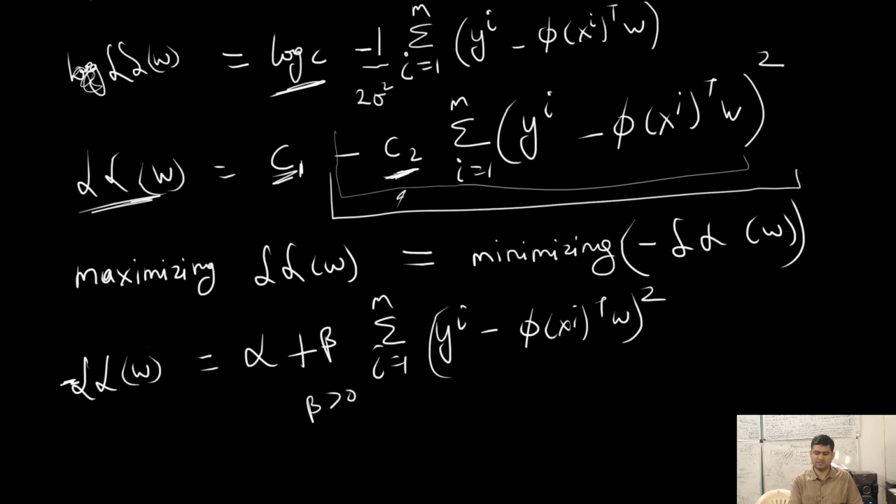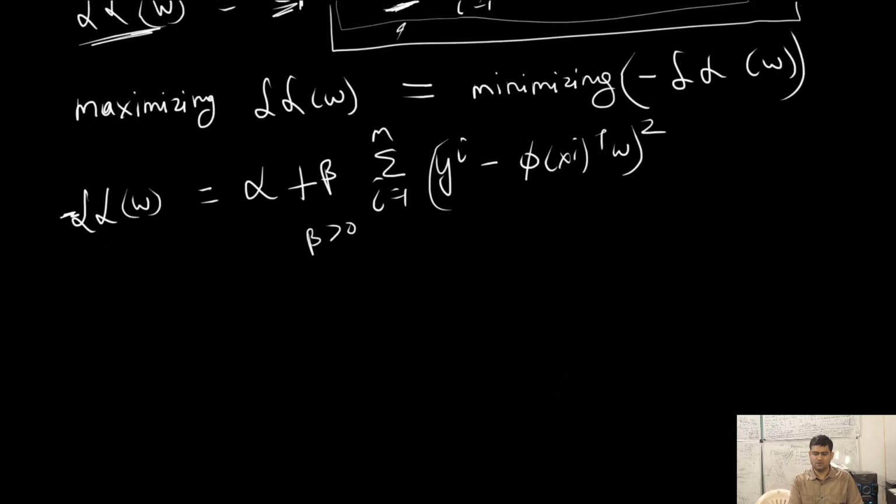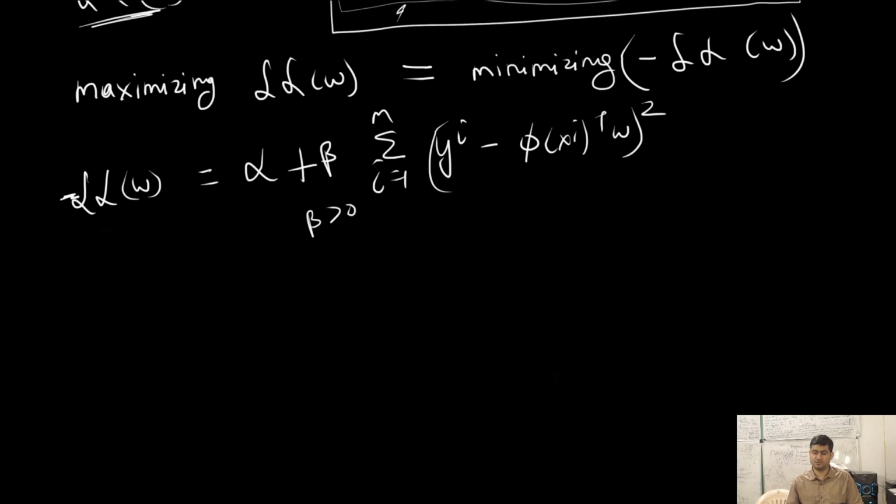Now to minimize this function, we'll just take its derivative with respect to w and set it to 0. So we can just ignore alpha and beta, since once we differentiate, the derivative of alpha with respect to w would be 0, and beta would become a constant. Once we set it to 0, this just cancels out, right?